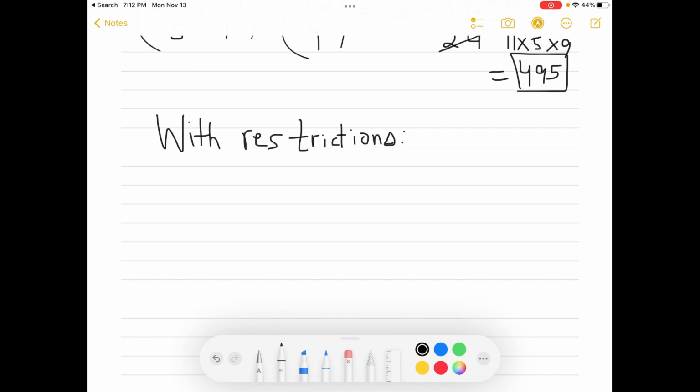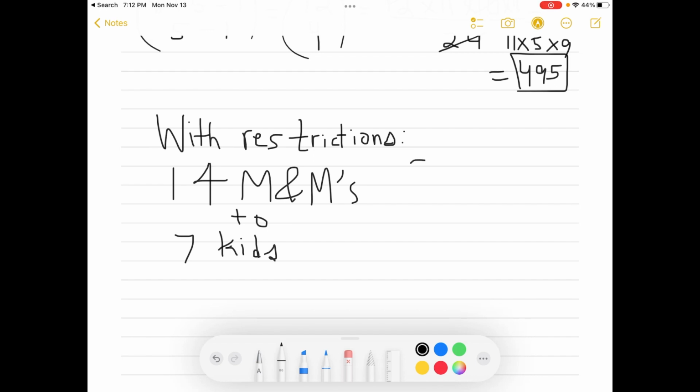Say we have 14 M&Ms. You want to distribute them to 7 kids. But each kid gets at least one M&M.